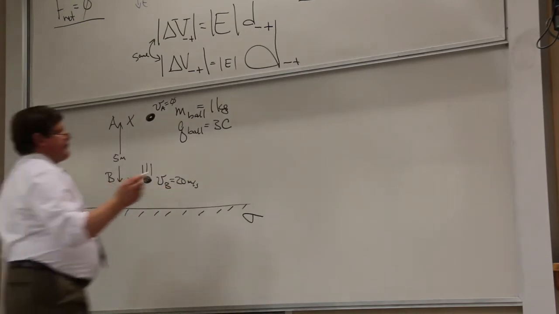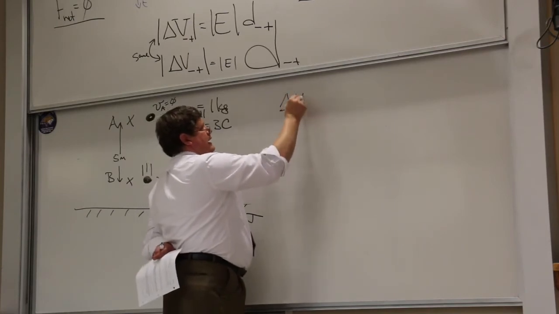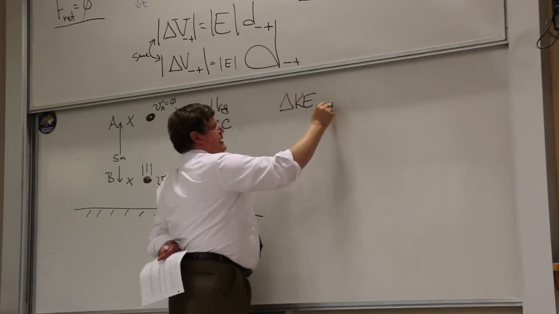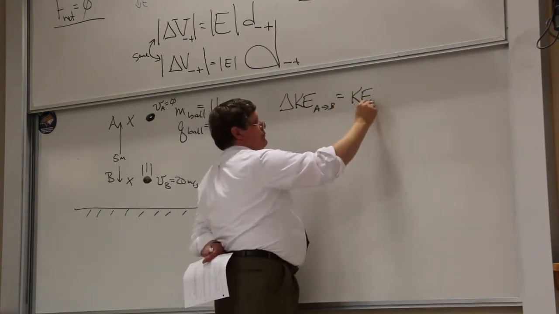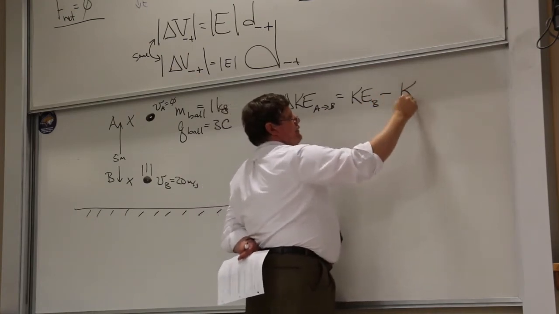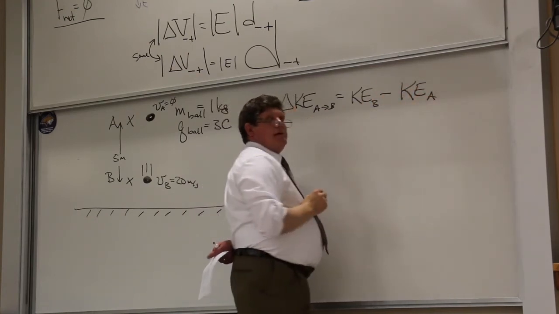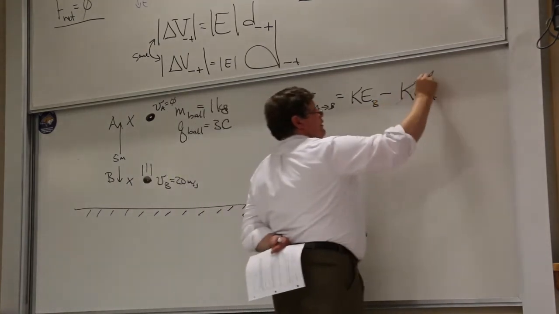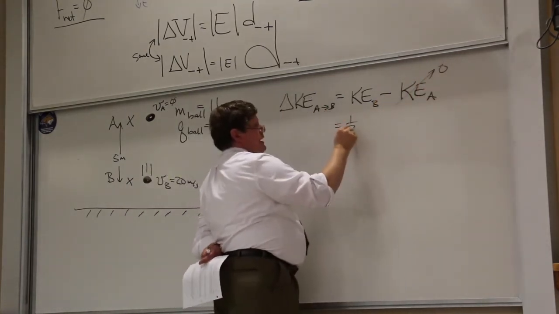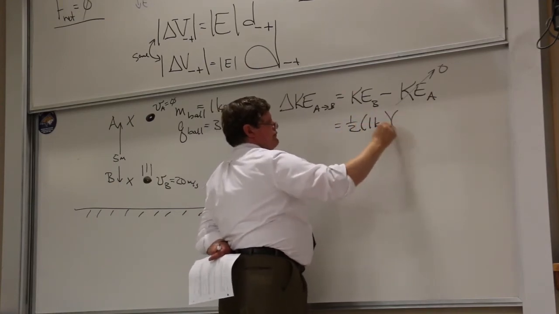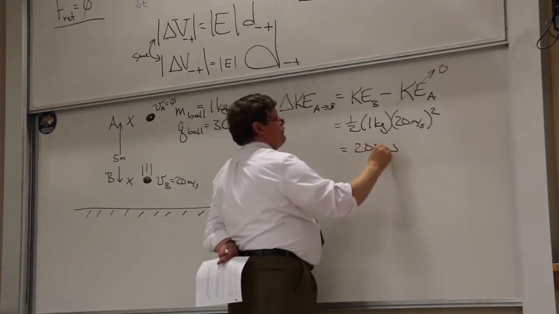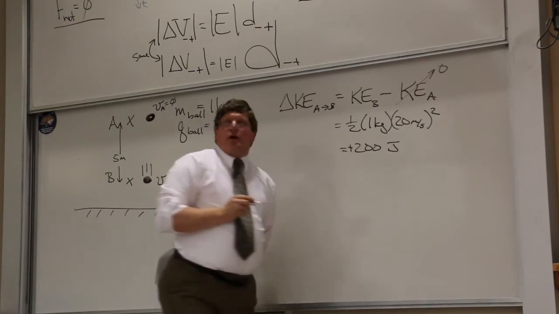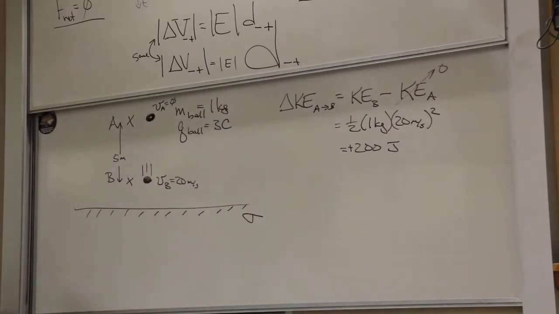Now, the first thing we're asked to find in this problem is the change in kinetic energy as it goes from A to B. Well, that's going to be the kinetic energy final, which is when it's at B, minus the kinetic energy initial, that's when it's at A. Well, it starts from rest, so this is zero. So this is going to be 1/2 times the mass times the speed squared, and that's going to be 200 joules, and it's going to be a positive 200. That's because it's sped up. Its change is positive. It's getting bigger.